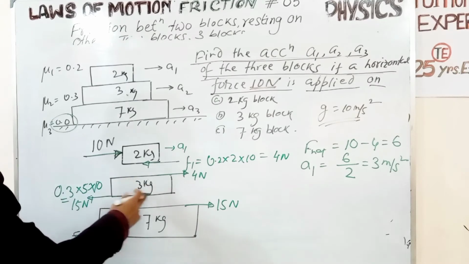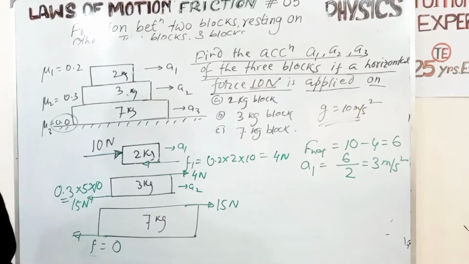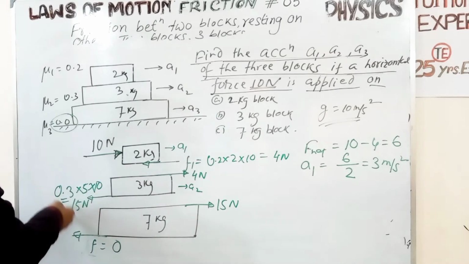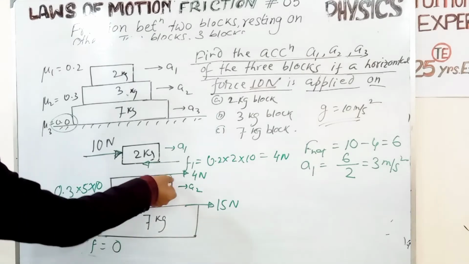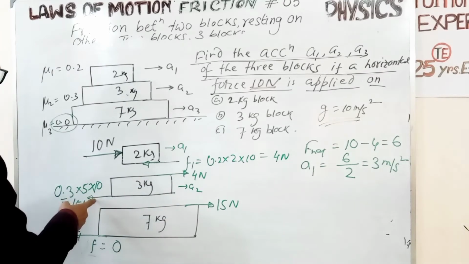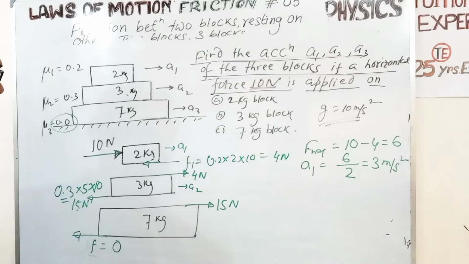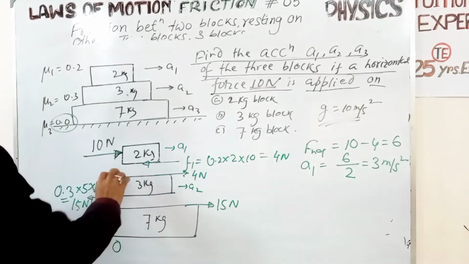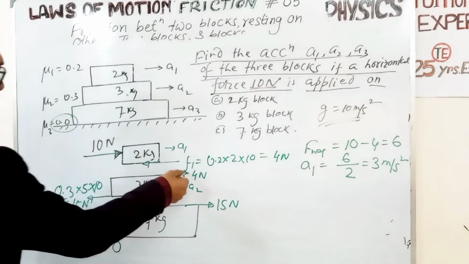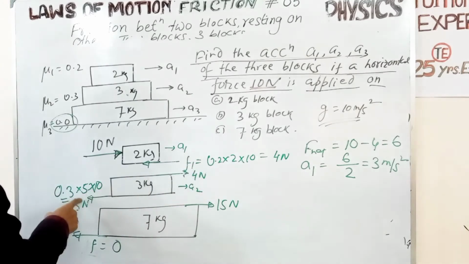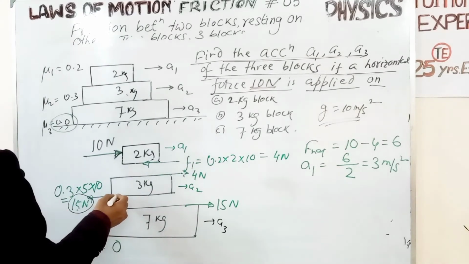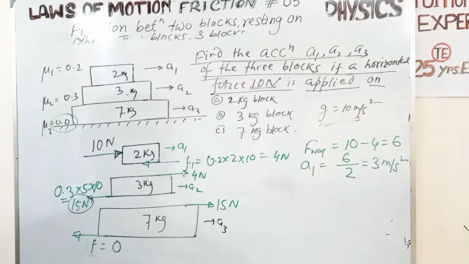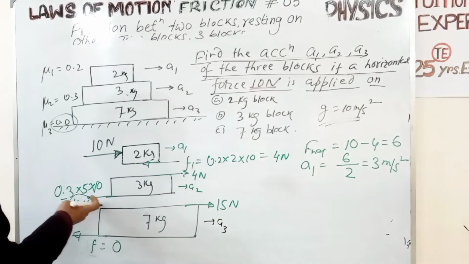Now what is the acceleration A2? 4 Newton acts in this direction, and 15 Newton in this direction. So a student might think that the force here is maximum, so A2 moves in this direction. This cannot happen because this is the friction force. Friction force cannot drive the body. This is the driving force. If this force is greater than this one, then the body can move. I have discussed earlier that for the body to move, the driving force must be greater than the friction force. 4 Newton acts in this direction and 15 Newton in this direction. So the 3 kg block cannot move over the 7 kg block because the friction force is sufficient.